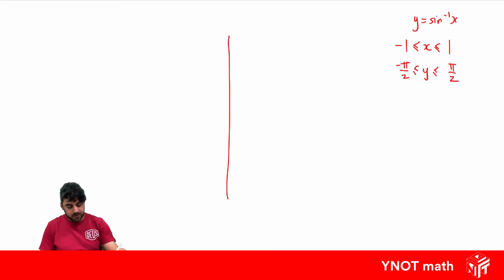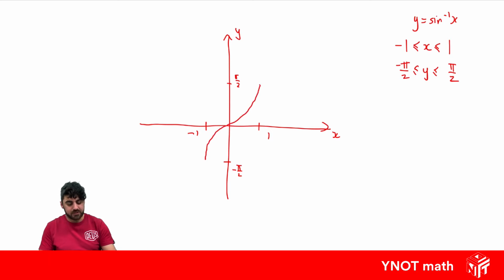So let's go ahead and just sketch out y equals inverse sine of x. In doing this, we know it's going from -1 to 1 and -pi on 2 to pi on 2. It starts off here and it's doing something like that. Remember, this is a reflection about y equals x of y equals sine x.